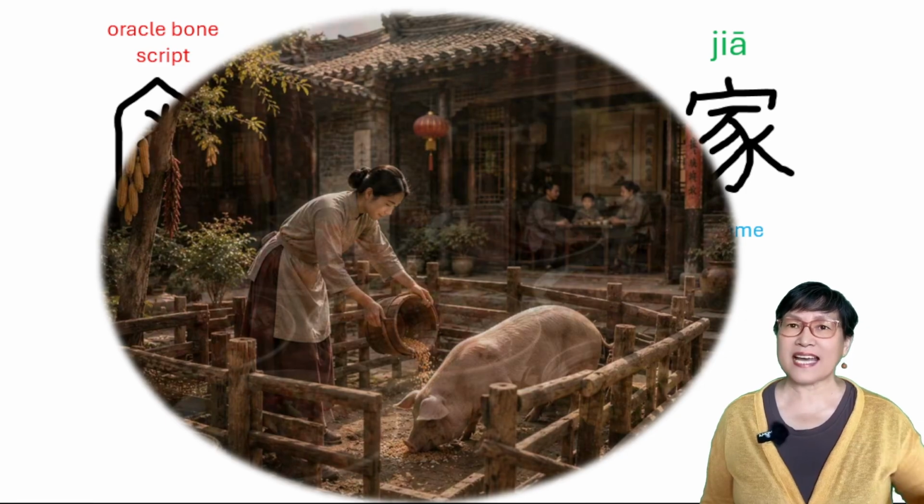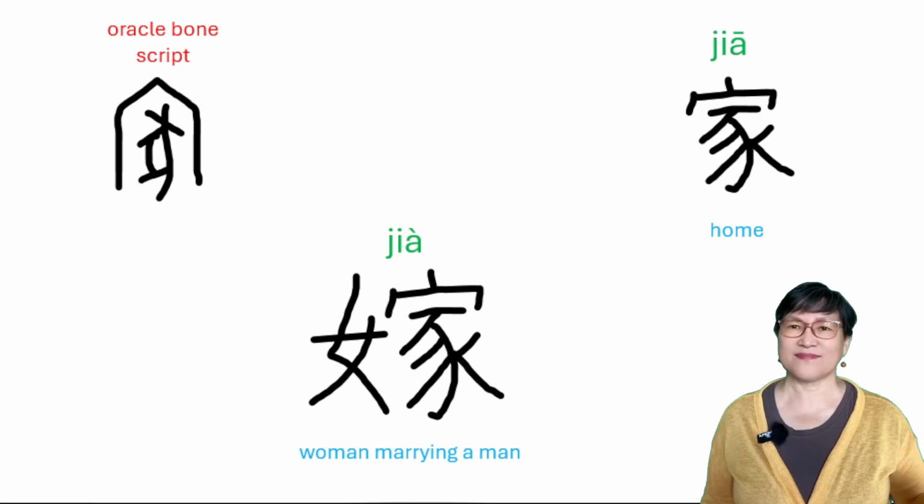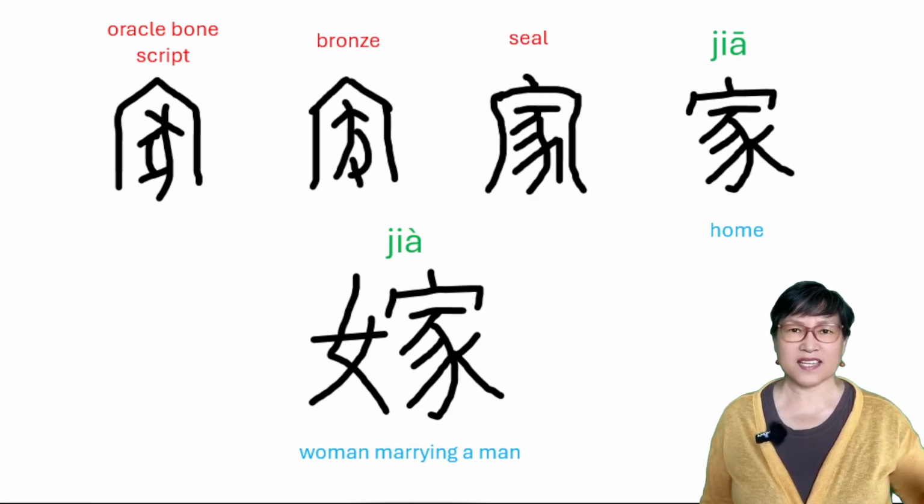This also reflects the importance of pork in Chinese culture. For centuries, pork has been the most widely consumed meat in China, and it remains an essential part of Chinese cuisine today. These are some of the intermediate forms of the character.